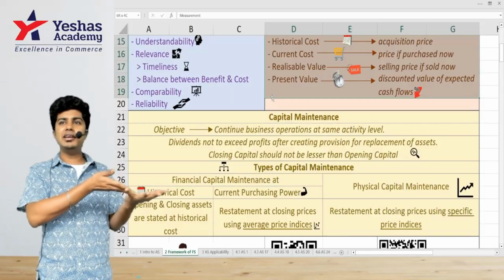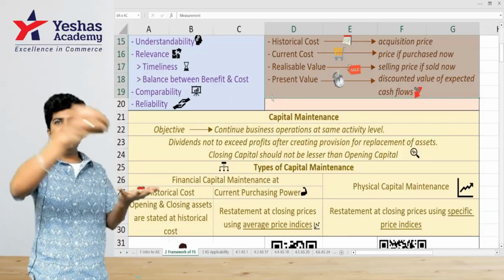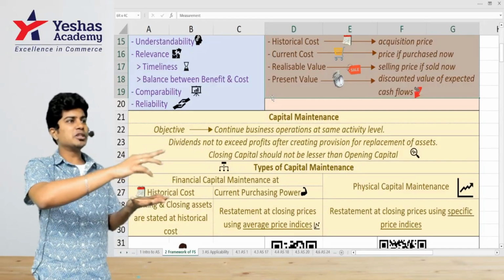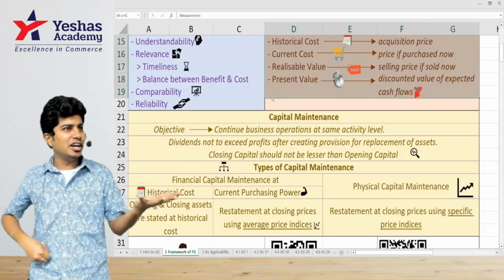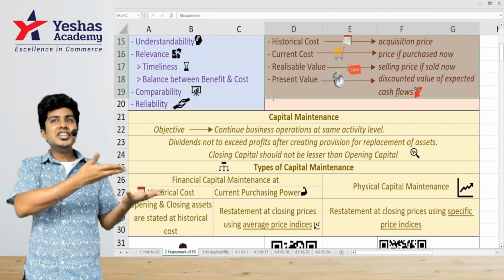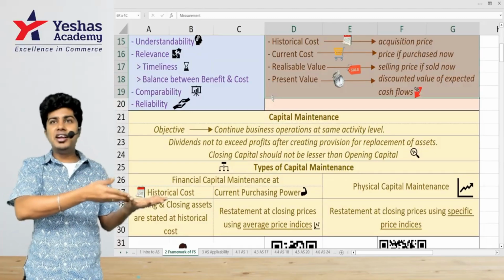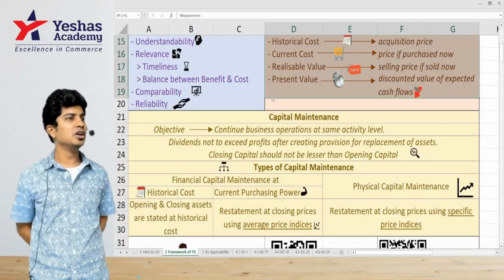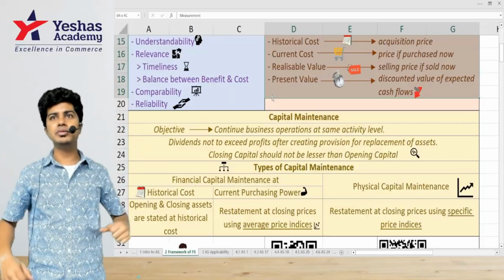So capital became 90. Next year, I bought inventory for 90. I sold it for 1 lakh 10,000. How much profit? 20. I again withdraw 30. My capital became 80. Next year it will become 70, 60, 50, 40, 30, 20, 10. One day capital is only zero. I can't continue business. Going concern concept will go down.